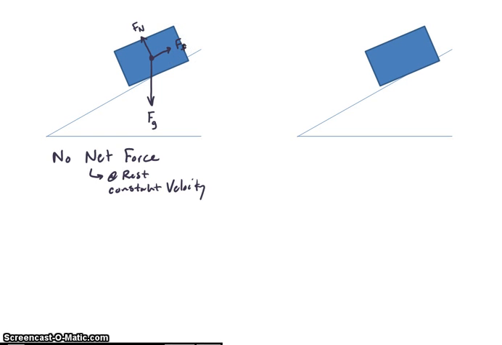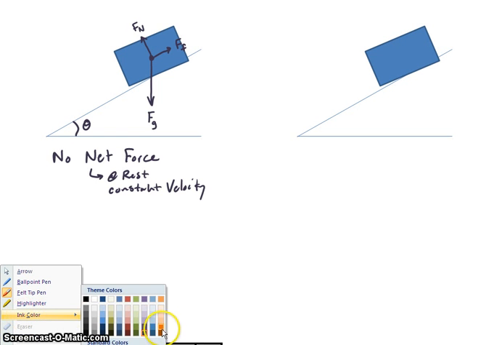Now, what we like to do whenever we have a box on an incline at some particular angle is get everything in terms of components that are on the x-axis or on the y-axis. Because I already have a frictional force acting parallel to my incline, and a force normal acting perpendicular to my incline, I'm going to take my weight and split it up into its components.